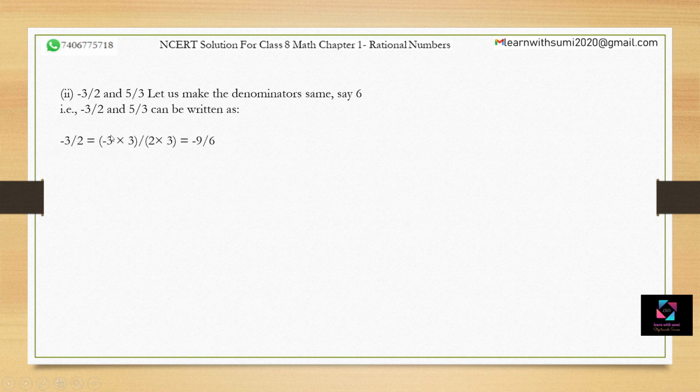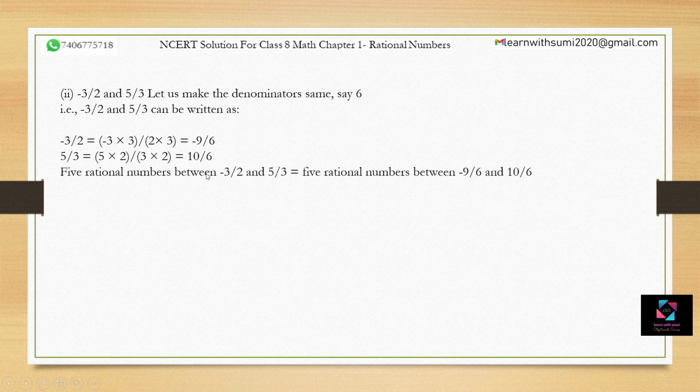So -3 by 2 is equal to -3 into 3 divided by 2 into 3, which is equal to -9 by 6. Similarly we do it for the next number also: 5 into 2 divided by 3 into 2, that is 10 by 6. Now we are going to write down the numbers between -9 by 6 and 10 by 6. We can start from -8 itself, but I have taken from -1 by 6. I have just taken random values between these two numbers. So 1, 2 by 6, 3 by 6, 4 by 6, 5 by 6. You can take 9 by 6 also. But yes, this is what I have taken.